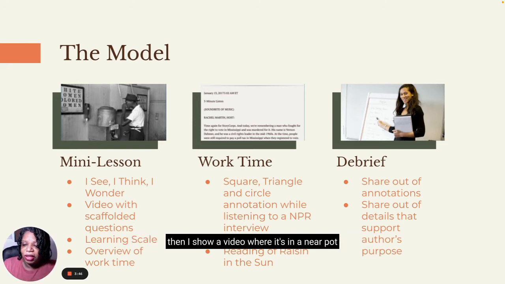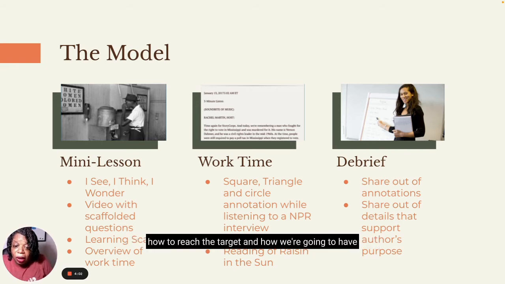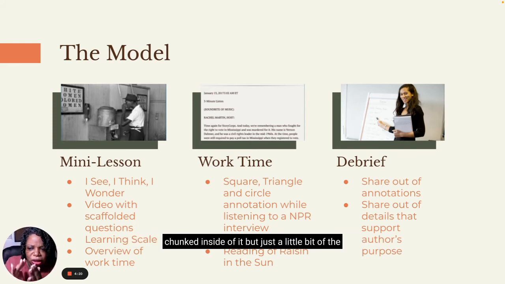Then I show a video where it's in a Nearpod, so it makes them answer scaffolded questions, and they can also rewind it, and it further explains sort of what's happening in the picture. Then I go over the learning scale, which helps them understand how to reach the target, and how we're going to have a reading and an audio watching as a part of our work today to help us reach the target. So that's the mini lesson. Still very interactive with the kids and somewhat still chunked inside of it, but just a little bit of the class time to set up the work time.